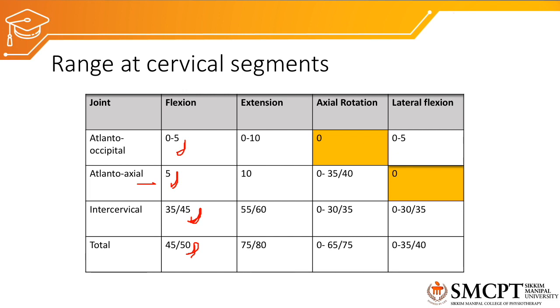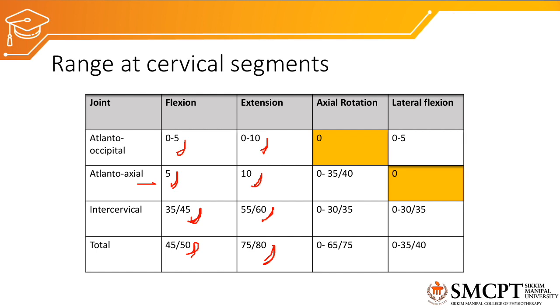Second movement is extension. Atlanto-occipital joint extension, similarly atlanto-axial joint extension, is 0 to 10 degrees, and the intercervical joints, that is from C3 to C7, about 0 to 45 to 0 to 55 to 60 degrees, and it adds up to an extension range of 0 to 75 or 80 degrees.